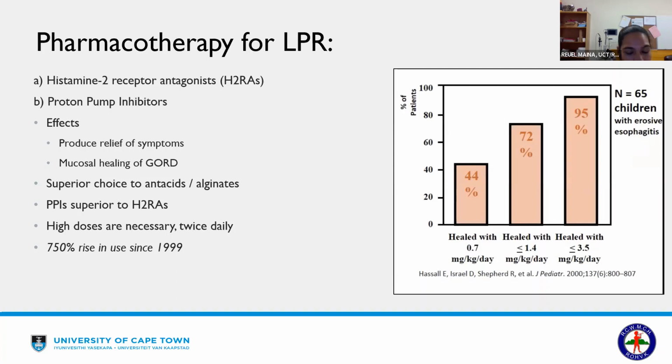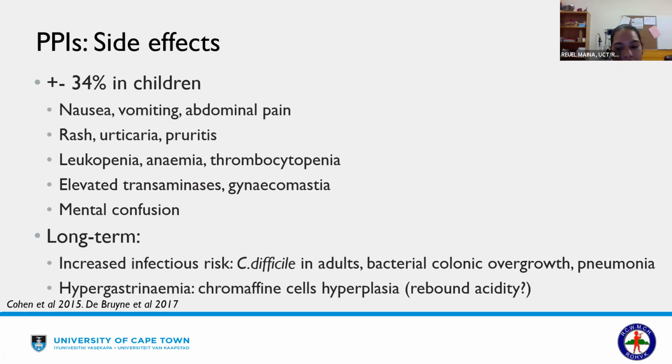And since 1999, the literature has shown there's been a 750% rise in the use of PPIs for patients with both gastroesophageal reflux disease and LPR. Side effects are common in children. About 34% of kids have some form of these side effects, specifically nausea, vomiting, abdominal pain. Some have rash and urticaria with pruritus, leukopenia, anemia, thrombocytopenia. Some kids can have elevated transaminases, gynecomastia, and in some children, less commonly, mental confusion.